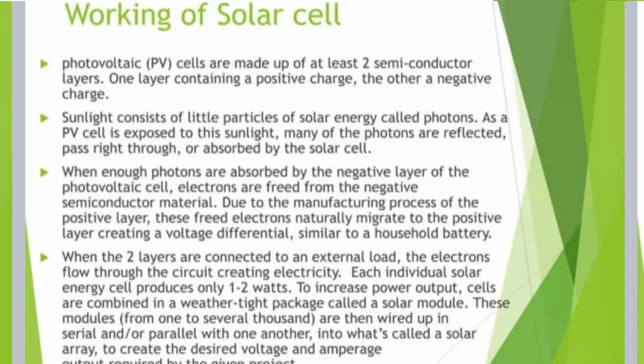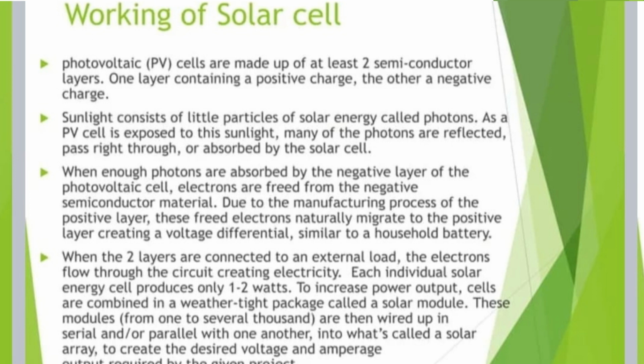So, moving on to the next slide, we have the working of the solar cell, which is the most important one. Photovoltaic cells are made up of at least two semiconductor layers. The first one has a positive charge, and the second one has a negative charge. Sunlight consists of little particles of solar energy called photons. As the PV cell is exposed to sunlight, many of the photons are reflected, pass right through, or are absorbed by the solar cell.